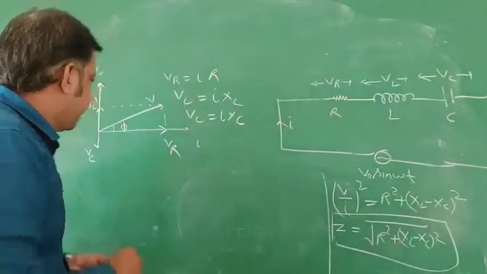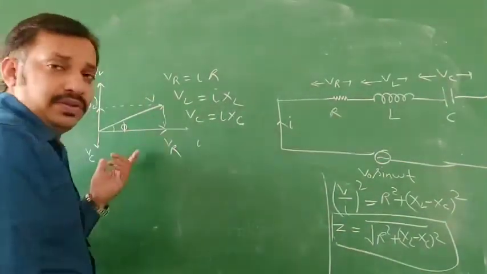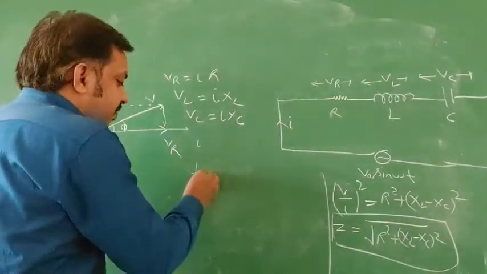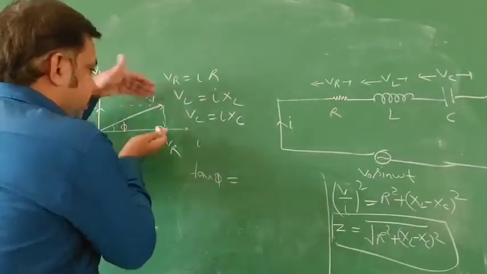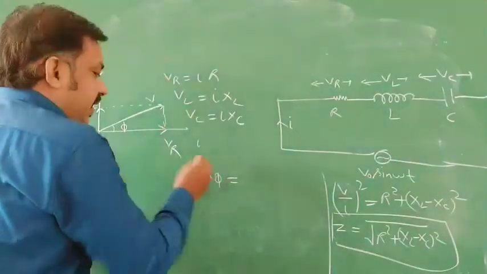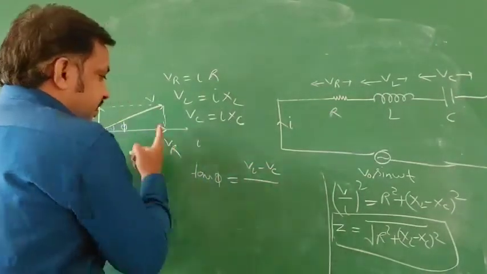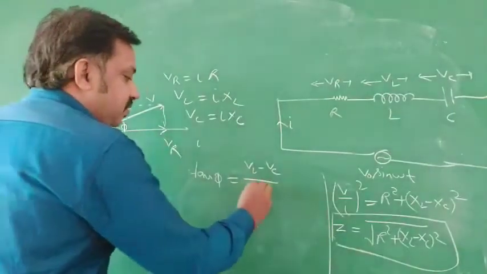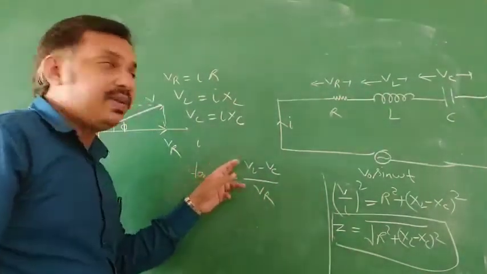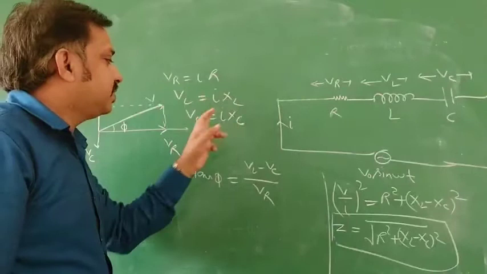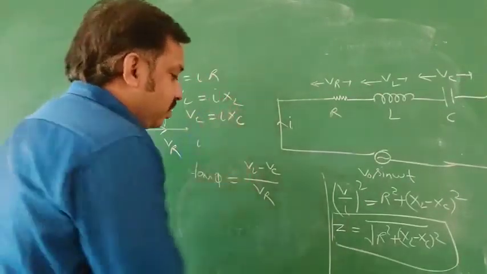So from this figure, this is a right angle triangle, you know that. So simply we can find tan phi. Tan phi is equal to what? The magnitude of this vector, which is VL minus VC, divided by this vector, perpendicular upon base. So this is your VR. And just put the value of VL equal to I into XL, VC equal to I into XC, and VR equal to I into R.